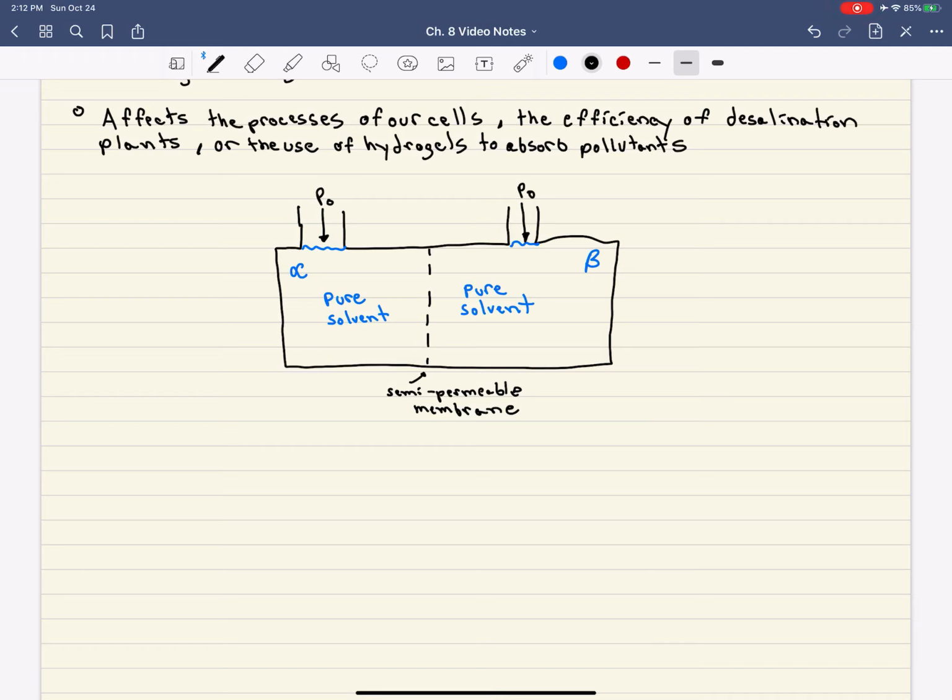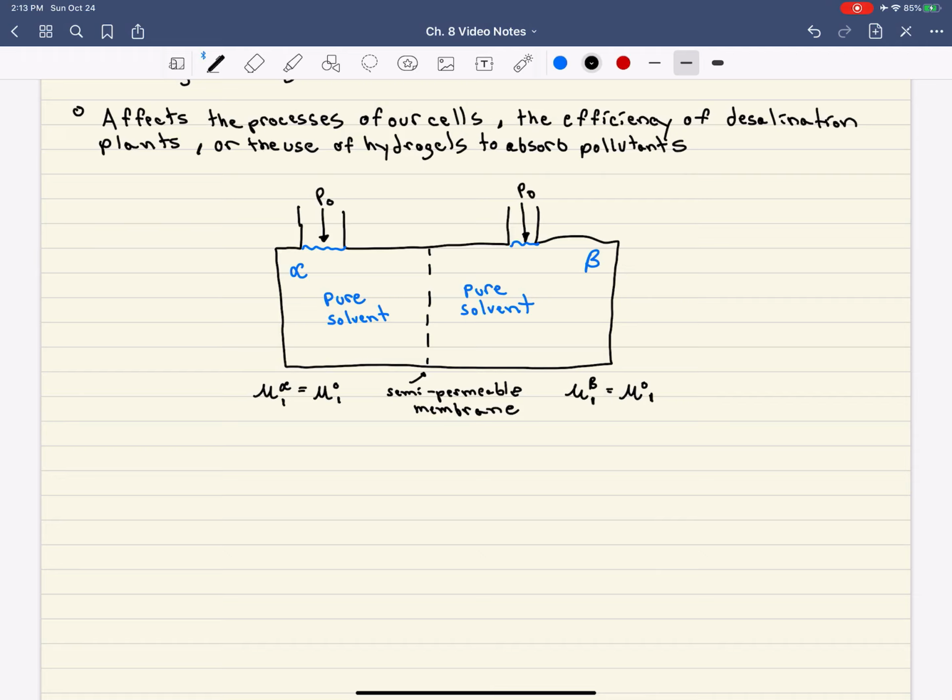If we think about what the chemical potentials of each compartment are, both of these are going to be equal to our standard state chemical potential, which is for the pure species. So mu alpha is equal to that, and mu beta is also equal to that. We'll also say this is for the solvent, which we'll call species 1. So that's the initial setup of the problem.